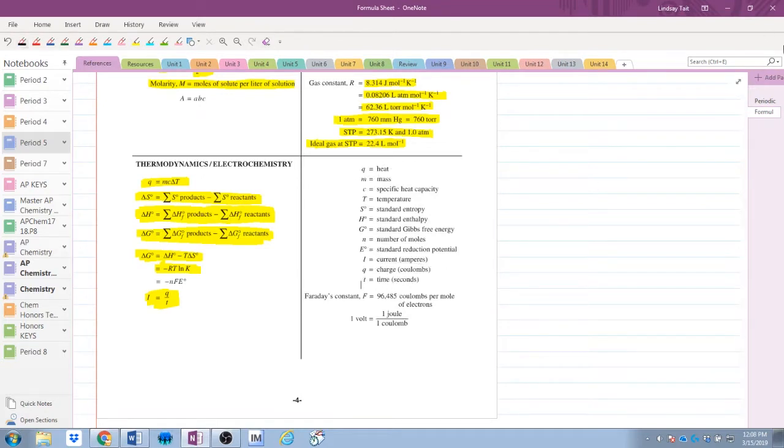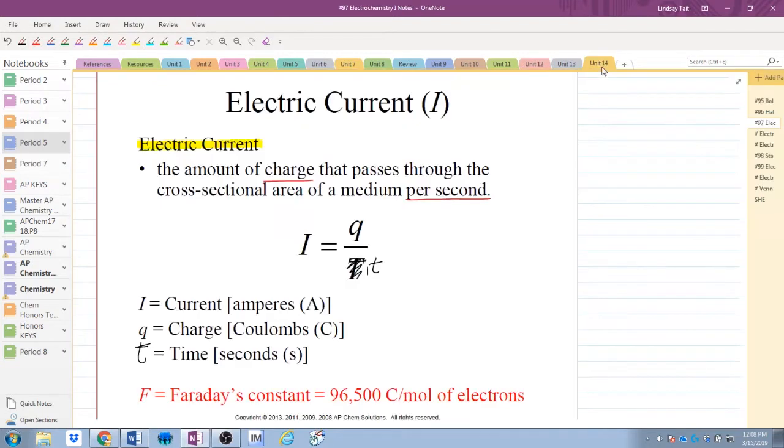So make sure you can keep those straight. And then T obviously is time. Now these are the units that they're measured in. An amp, or ampere, is the unit for measuring current. Charge is measured in coulombs, and time is going to be measured in seconds in these questions.